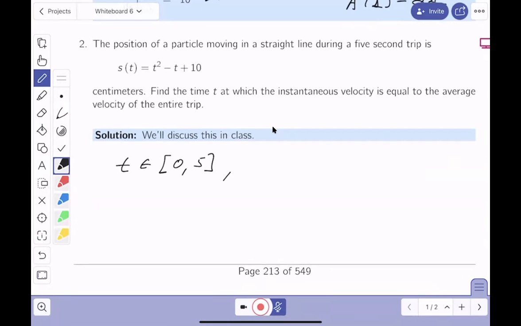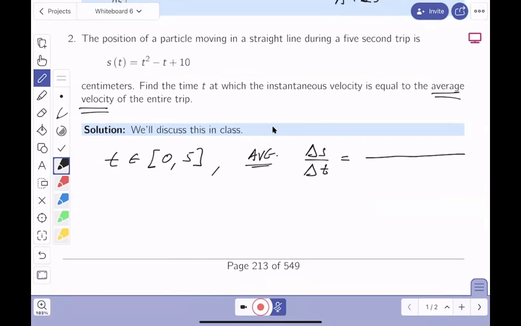So what I want to do is put down the average velocity because I did mention it. All right. Average velocity. And what's that going to be? Delta s over delta t. I'm sorry.